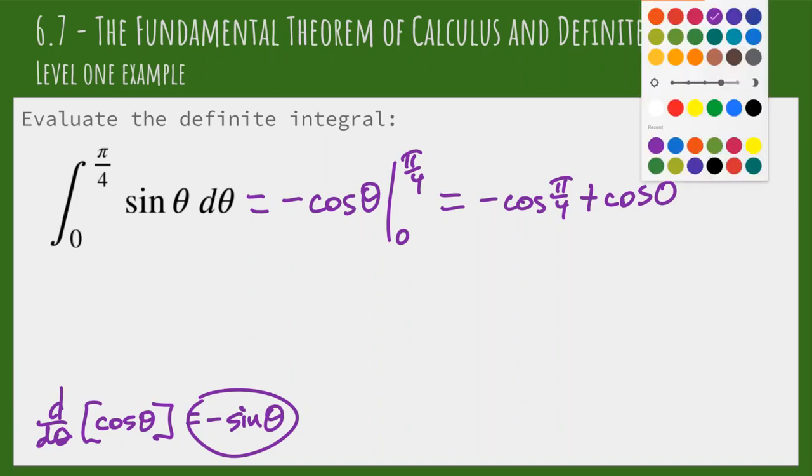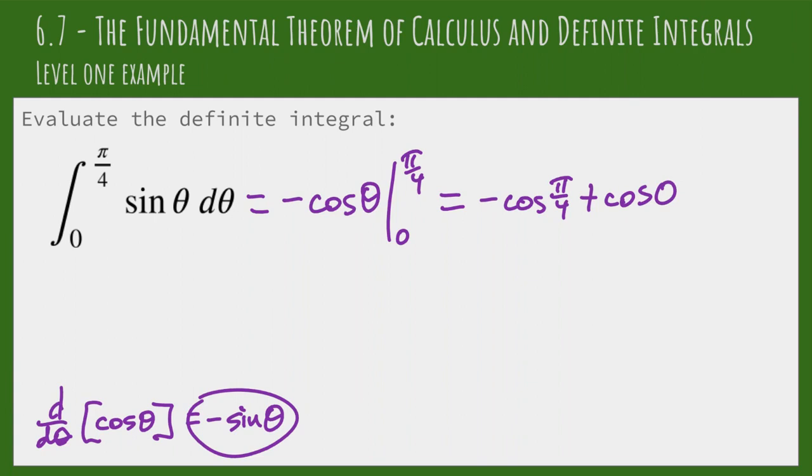Trig functions, you should be able to evaluate the trig functions at angles like pi over 4, pi over 6, pi over 3, and those angles in other quadrants. If you ever forget them, remember they're based on triangles. So pi over 4 is a 45-degree angle, so we have a 45, 45, 90. So cosine of pi over 4 is 1 over square root of 2. So this is going to be negative 1 over square root of 2 plus cosine of 0 is 1. You could rewrite that as 1 minus 1 over square root of 2.